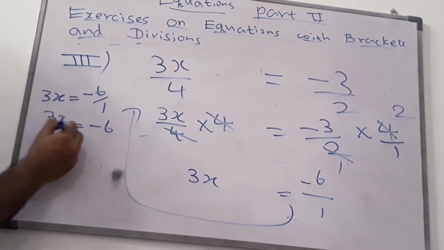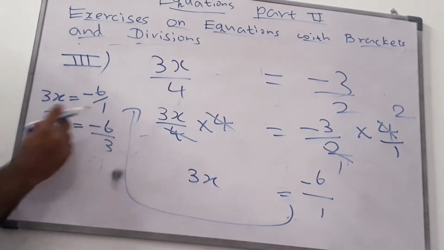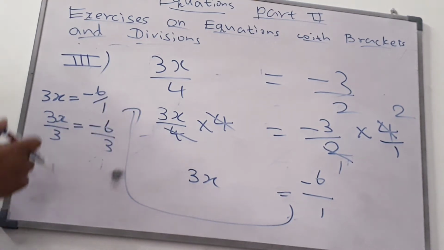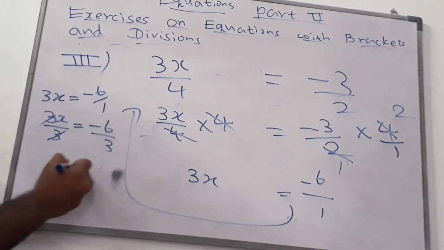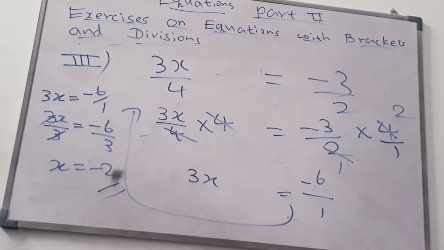To remove 3 we have to divide by 3. So we have to do the same thing to the right hand side. 3 to 3 get cancels, x equals minus 2. If we divide a minus value by a plus value, the answer is minus.